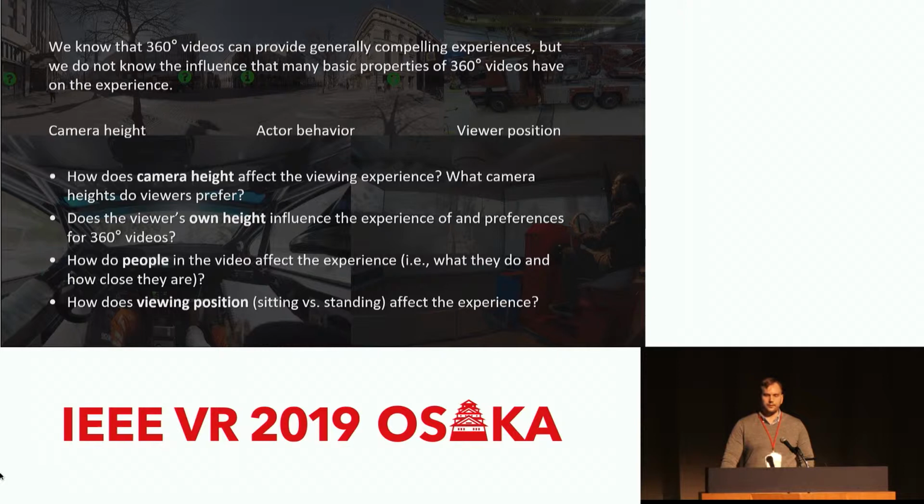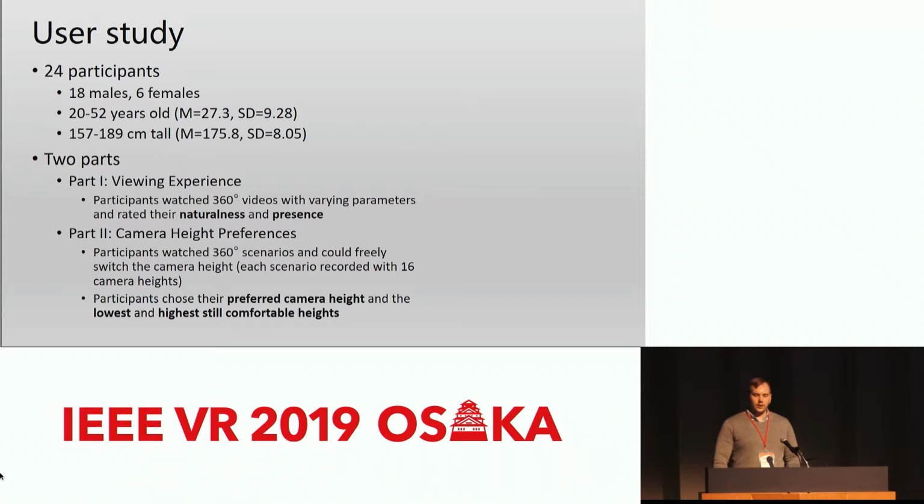Does the viewer's own height influence the experience of and preferences for 360 videos? How do people appearing in the videos affect the experience, and how is the experience influenced by whether the video is viewed sitting or standing? To answer these research questions, we conducted a user study with 24 participants, including 18 males and 6 females. The participants were between 20 and 52 years of age, the average being 27. The participants' height varied between 157 and 189 centimeters, the average being 176.